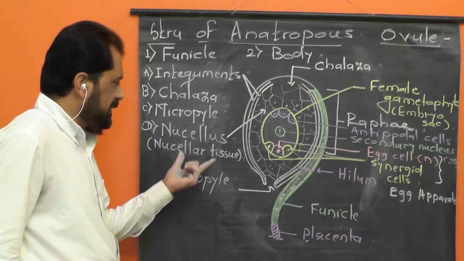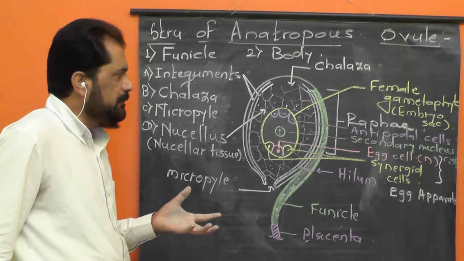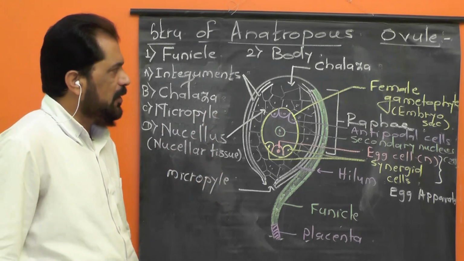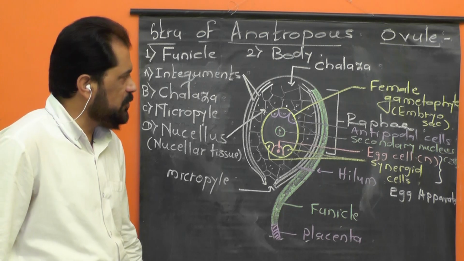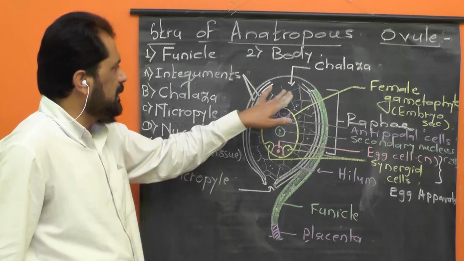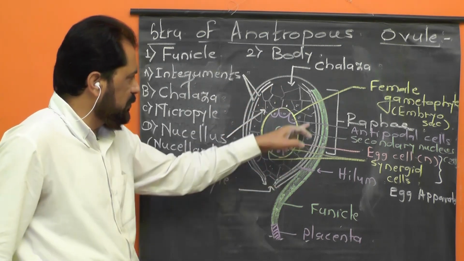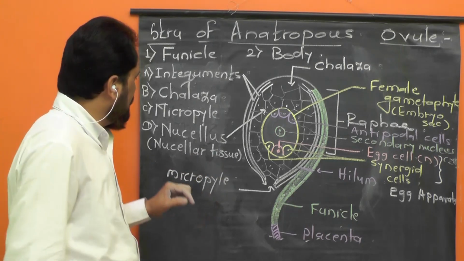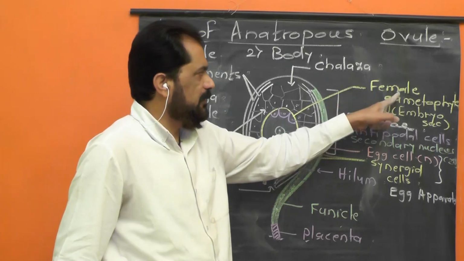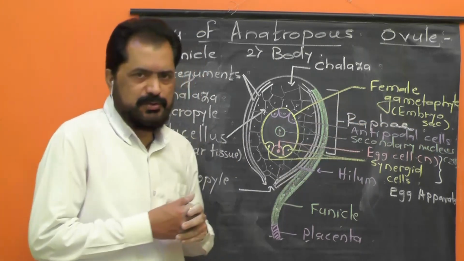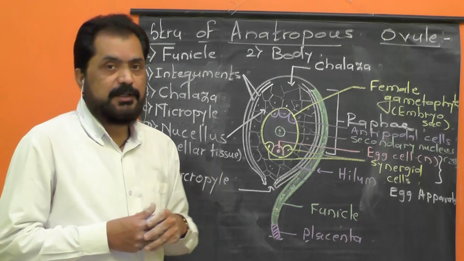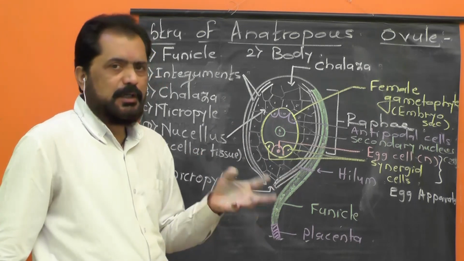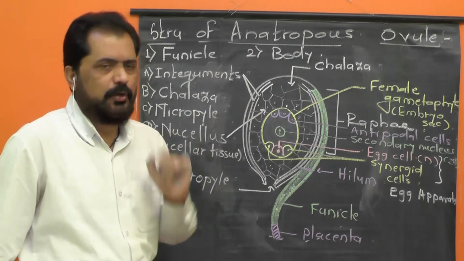Then nucellus, that is nucellar tissue. It is simply a mass of diploid parenchymatous tissue enclosed within the integuments. Here I have shown this nucellus. In nucellus, at maturity, the female gametophyte is developed. Female gametophyte is called embryo sac. You know, female gametophyte means female gamete producing structure. Why is it called embryo sac? That I will tell you later on.